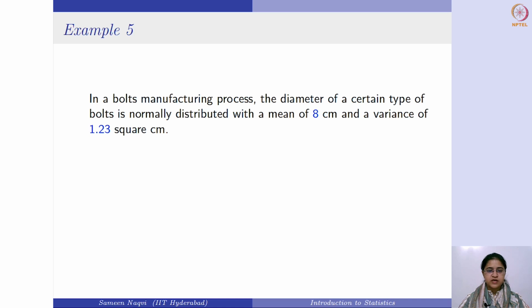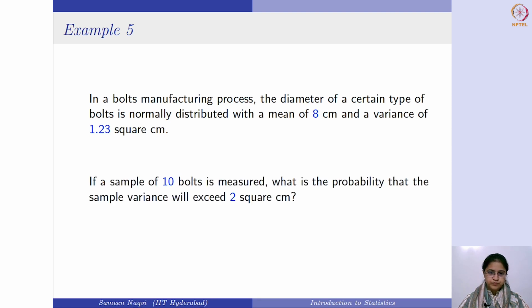Let us consider an example over here. In a bolts manufacturing process, the diameter of a certain type of bolts is normally distributed with mean of 8 cm and variance of 1.23. So mu and sigma square are given to you, and n is given to you as 10. Your question is to find the probability that the sample variance, s square, is going to exceed 2. So you have to find the probability that sample variance is greater than 2. So we can note down the details for your fifth example.